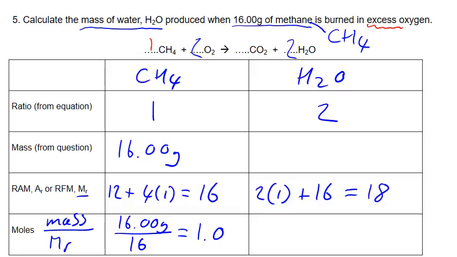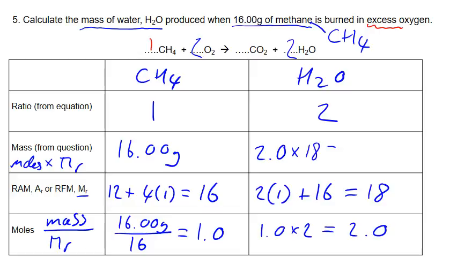Now, looking across, I can see that the ratio is 1 to 2. CH4, 1 mole makes 2 moles of water. So now I just need to take my 1 times 2, and that's going to give me 2 moles of water produced by 1 mole of methane. And then I need to look back at the mass. So mass equals moles multiplied by MR. And for water, that's going to be 2 moles formed multiplied by 18, which is the MR, which equals 36 grams.